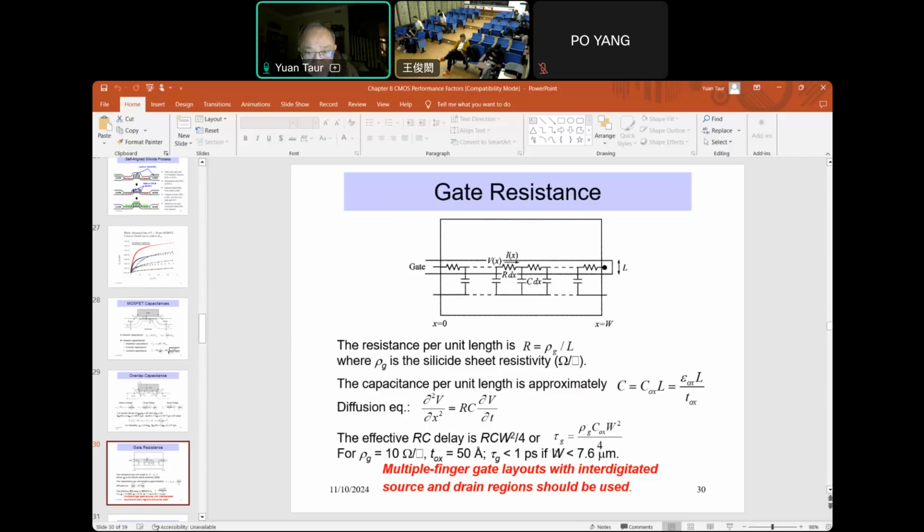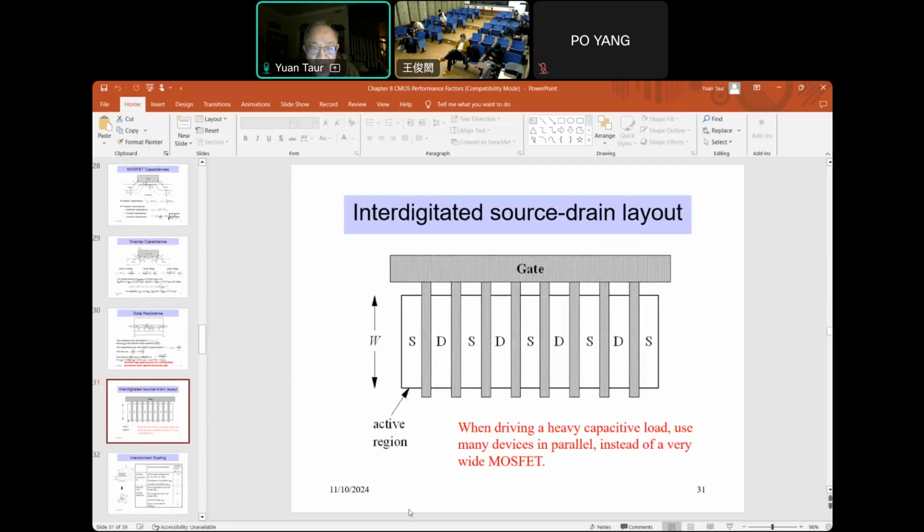So that means that if you want more current, you don't want to just increase the device width. Rather, you use the multiple finger layout, as shown on the next chart. Instead of a very wide MOSFET, you make a so-called interdigitated source and drain. In this case, there are 8 gate fingers, and we have the source and drain alternating.